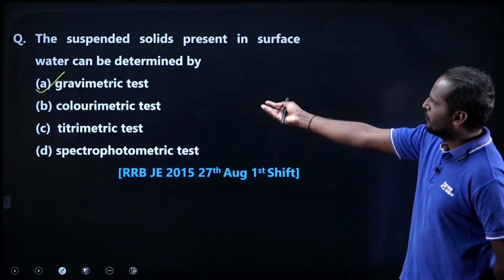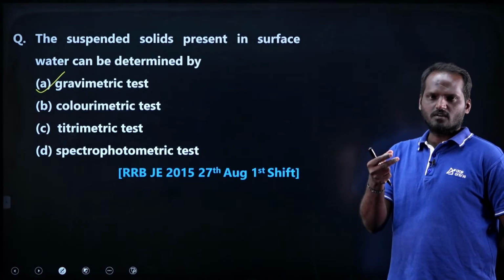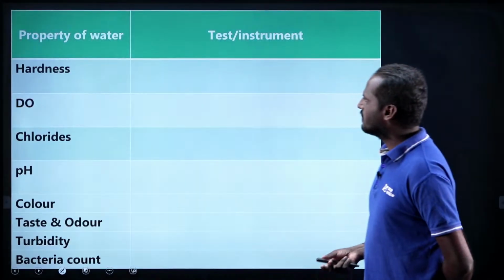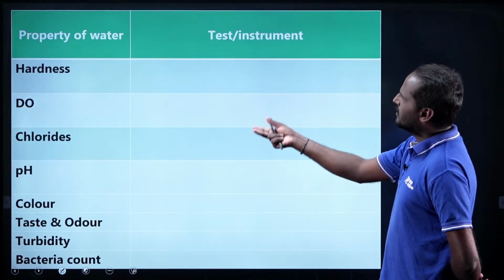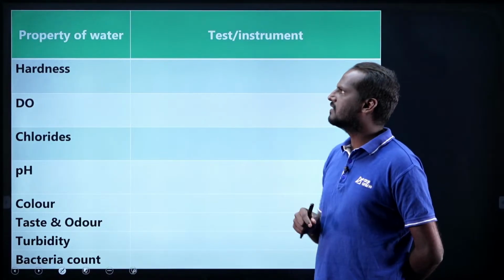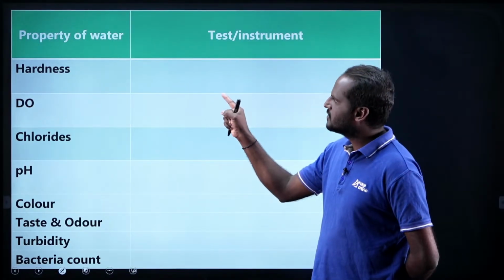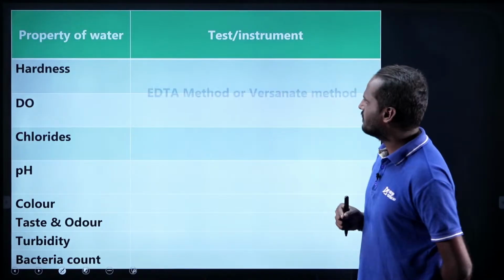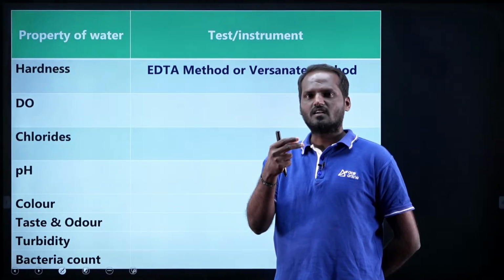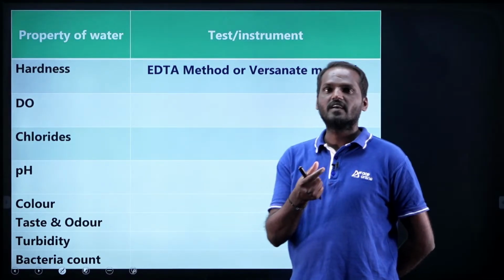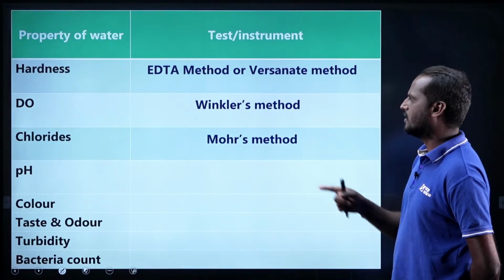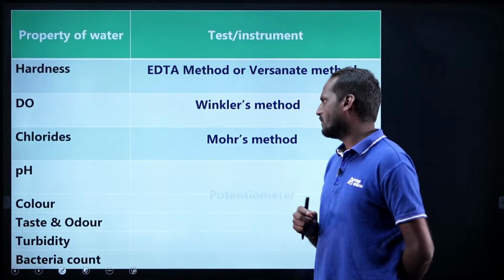Okay. If you can recall a few water quality parameters and the corresponding method of measurement, you can quickly answer such questions. Property of water and the test or instrument with which we can measure that property. Hardness is measured by EDTA method or Versenate method. DO is measured by the titration test known as Winkler's method. Chlorides is by Mohr's method. pH is by potentiometer technique.